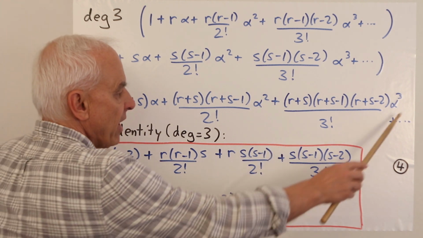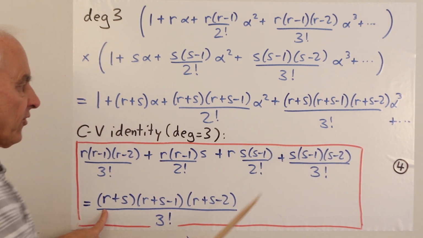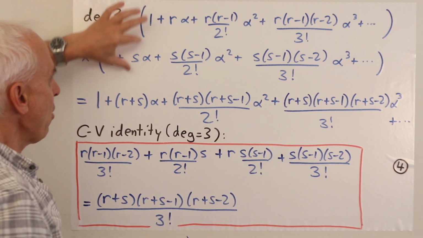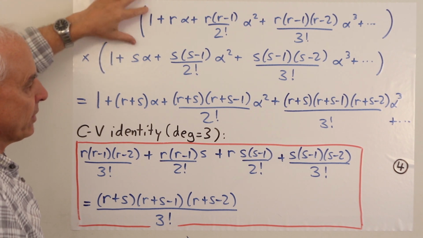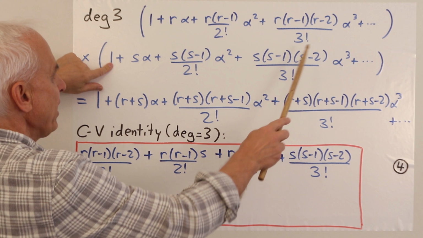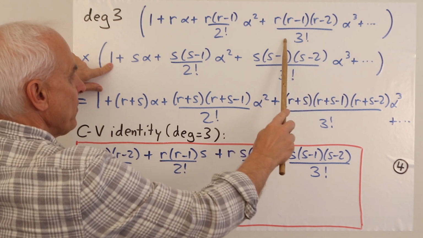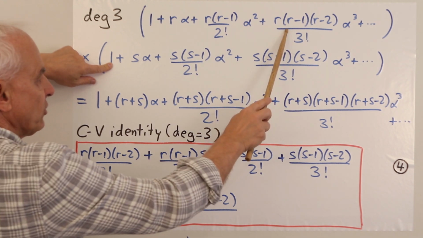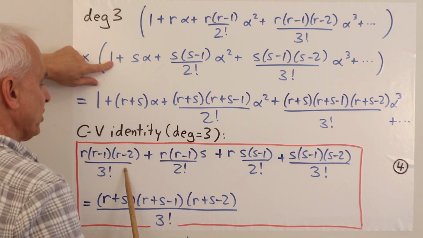The coefficient of alpha cubed on the right-hand side is just this term here. That's immediate. And up here, how can we get a term alpha cubed? Well, one way is to take the 1 here times this term here, which will give us this r times r minus 1 times r minus 2 over 3 factorial. Okay, so that product there is the first constituent.